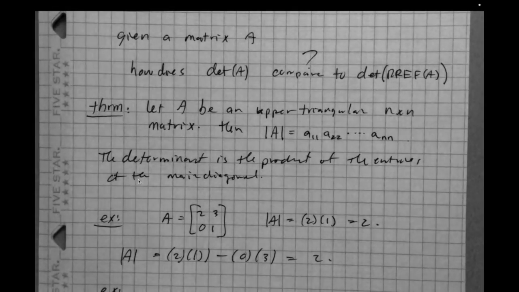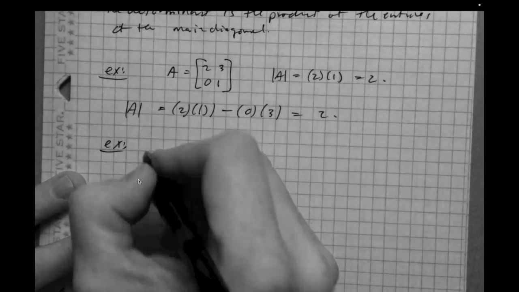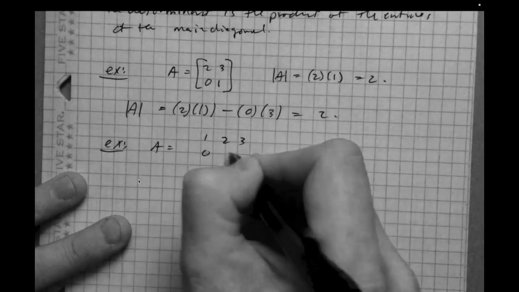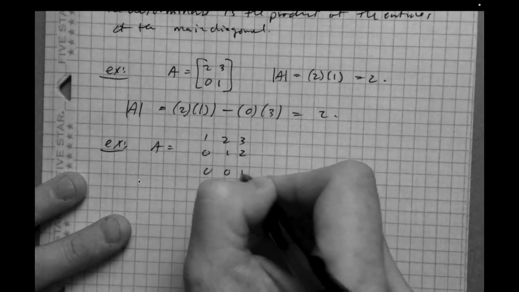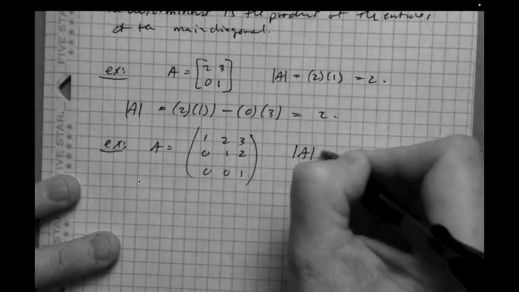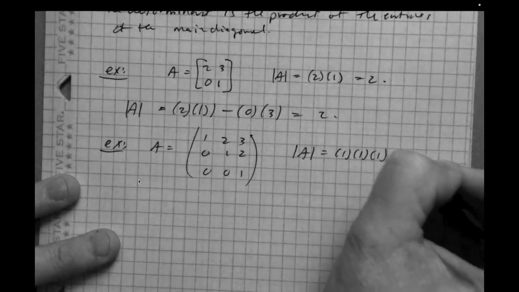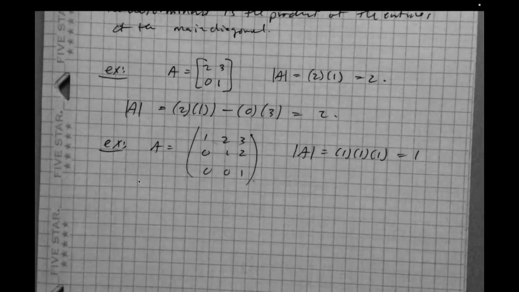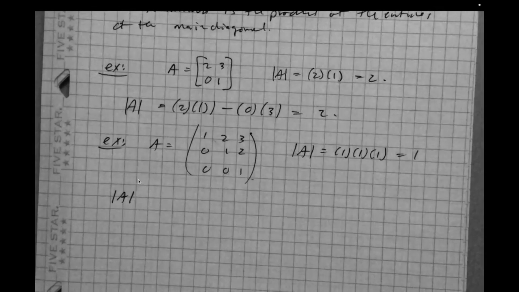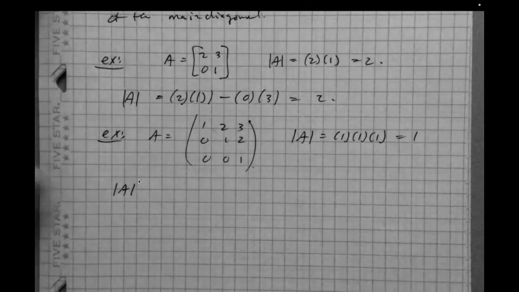A more interesting example would be the following. Let A equal 1, 2, 3, 0, 1, 2, 0, 0, 1. In this case, the determinant of A is equal to 1 times 1 times 1. It's just the product along the main diagonal. Now we can confirm this by calculating the determinant using the cofactor expansion method, just to make sure that we get the same answer.